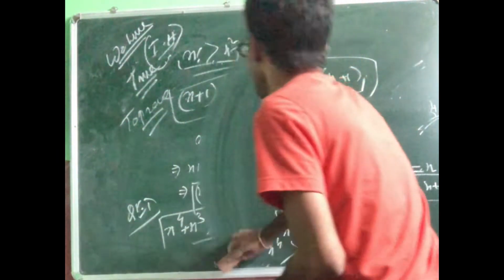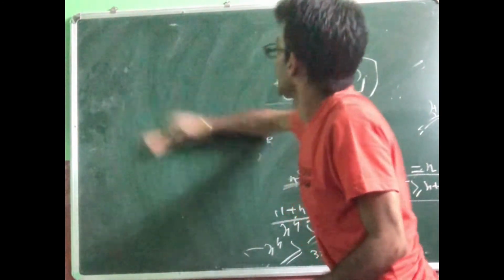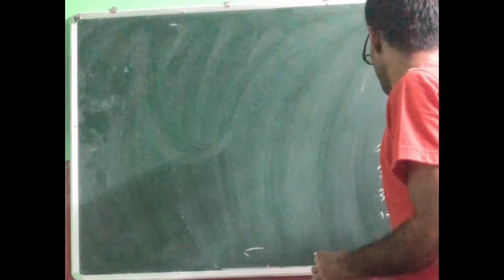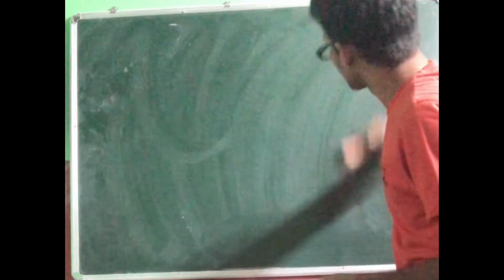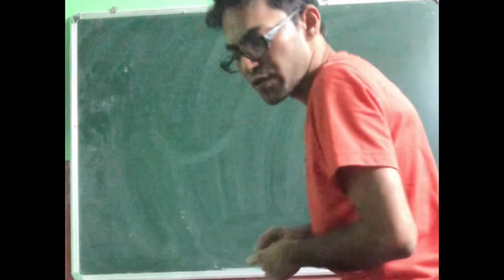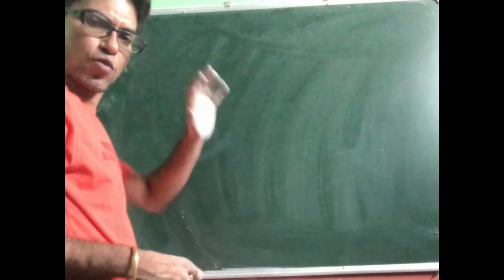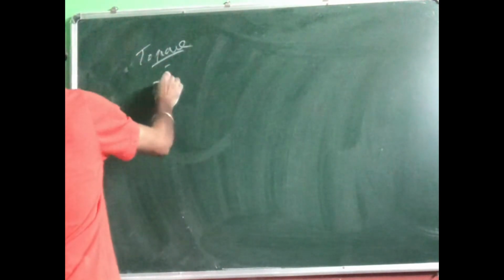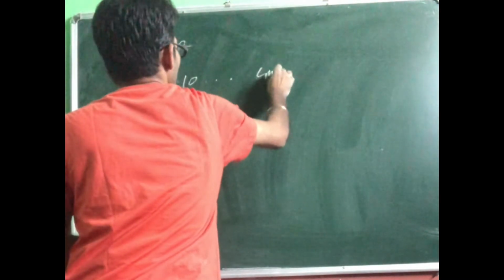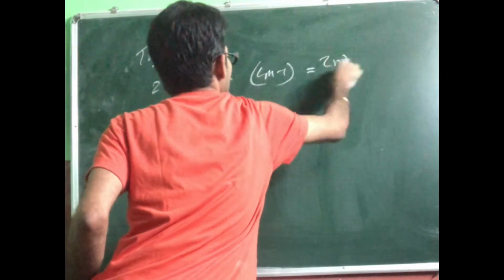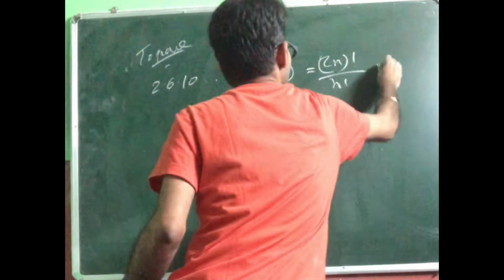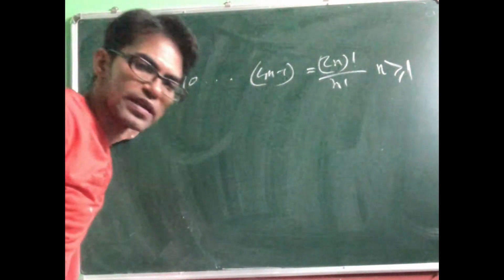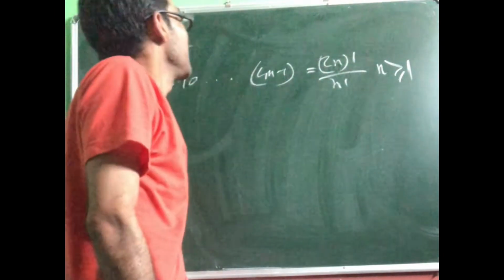Next, we'll try to look into other problems, and this problem is a bit interesting. The result is interesting because we need to use this particular result, whatever we'll be doing now, in a lot of other cases. We'll be using that result to prove a few other problems as well. So what the statement says, we need to prove 2 into 6 into 10 all the way to 4n minus 1 should be equal to 2n factorial divided by n factorial for n greater than or equal to 1. I need to prove this statement using mathematical induction.